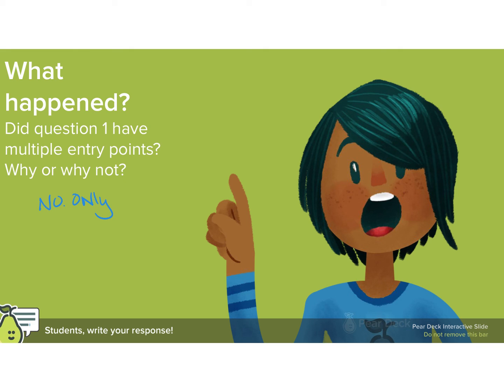So make sure you write this out, okay? Because you got to understand this, so don't skip this part. Only 2 angles were given, so there's only 1 entry point. And now we're done with practice problem 1. Go ahead and give practice problem 2 a shot.